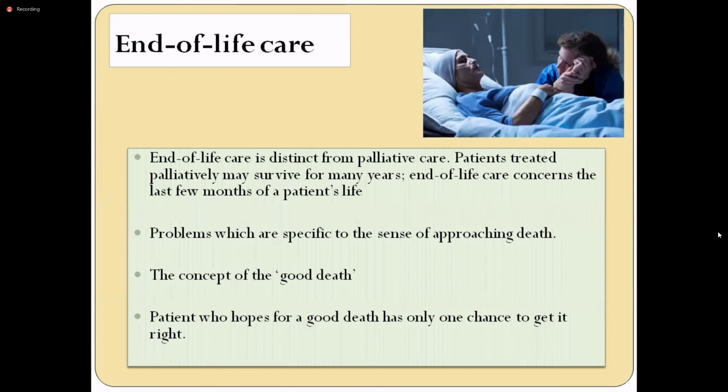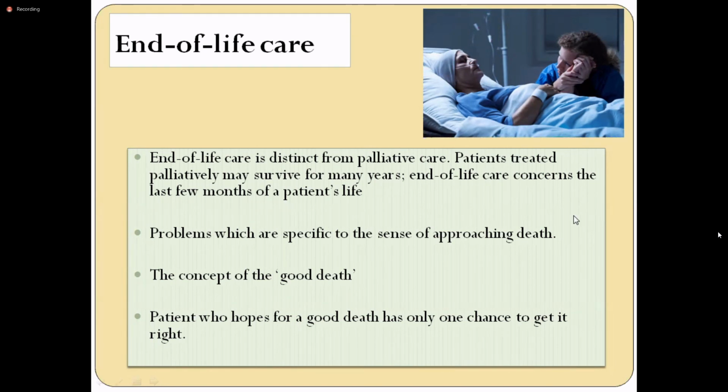So the other thing is the end of life. Palliative care and end of life are distinct things. Palliative care means the patient can do their normal activities in the palliative phases, but end of life means the patient is bedridden. Now they require support from expert people for their day-to-day life.